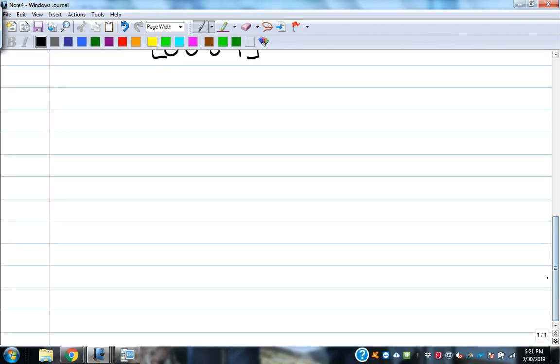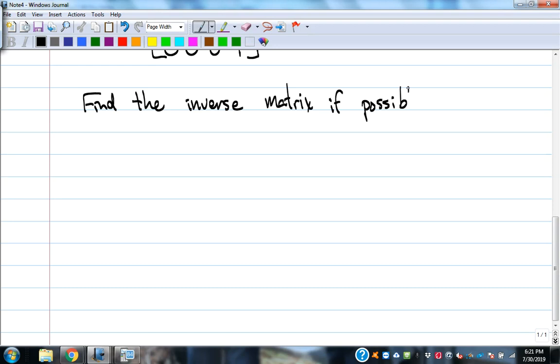I want to show you how to get your calculator to find an inverse. And then I also want to show you how to verify they're inverses of one another. So let's find the inverse matrix, if possible. And I say if possible because some matrices are what's called non-invertible matrices, and that just means that their determinant is 0, and the reciprocal of 0 is undefined. You can't divide by 0. So that's the idea of it.